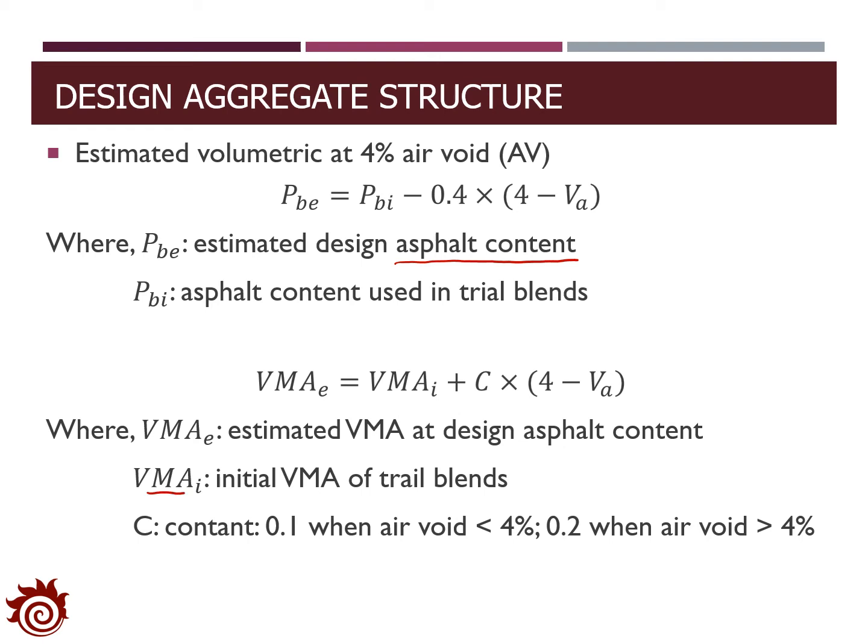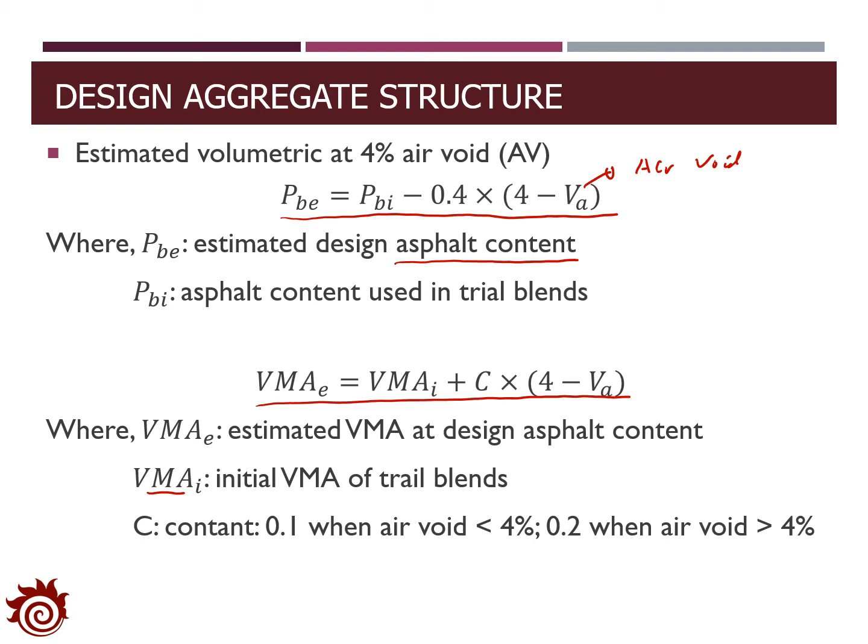For asphalt content, we will use the equation here: PBE equals PBI minus 0.4 times (4 minus VA). Here, PBE is the estimated design asphalt content at 4% air void, and PBI is the asphalt content in the trial blend. Here, VA is the air void. For VMA, we will use the second equation: VMA estimated value equals VMAI plus C times (4 minus VA).